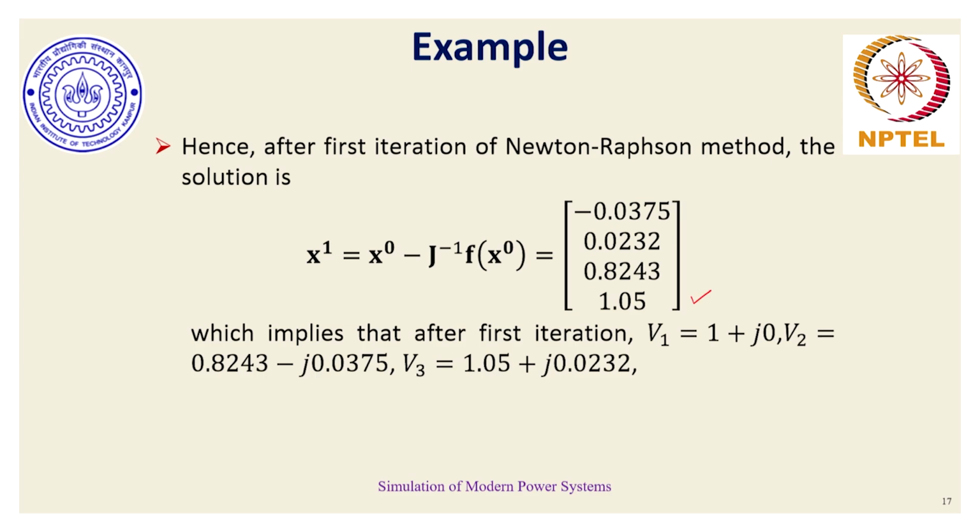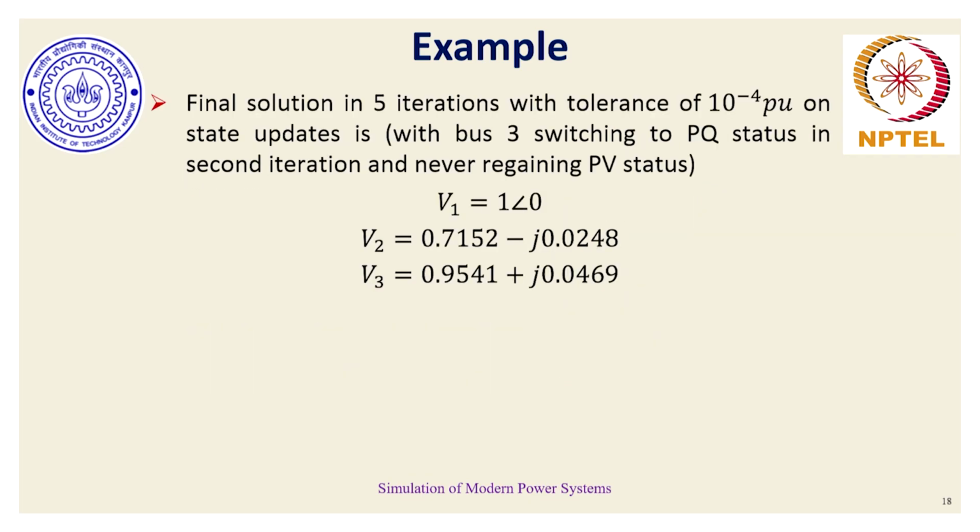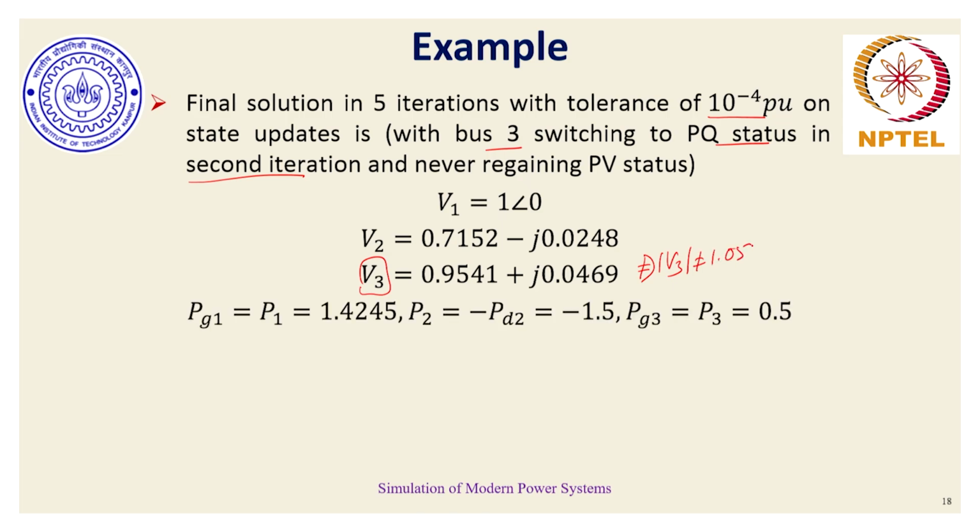From where this number is F2(1), F3(1), E2(1) and E3(1), which is what these voltage phasors are. Finally, the solution converges in 5 iterations with tolerance of 10 to the power minus 4, and eventually bus 3 switches to PQ status in the second iteration, never ever coming back to PV status. That is the reason why V3, if you evaluate its voltage magnitude, won't be equal to 1.05. The corresponding generations can then be evaluated.